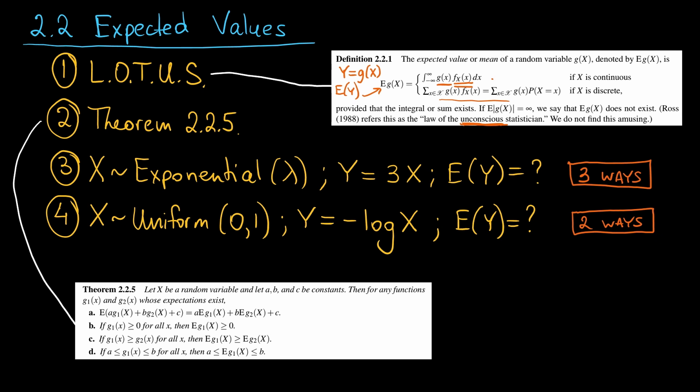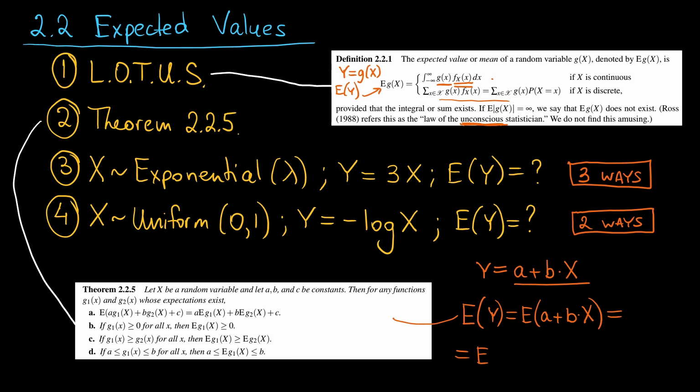Theorem 2.2.5 gives us quite a bit, but the most simple and important thing to understand is the following. Suppose that we have random variable y, which is just some constant a plus some other constant b times random variable x. And we want to know the expected value of y. Well, the expectation is a linear operator, so when we write what the random variable y is, we can then apply the expectation to each of these terms.